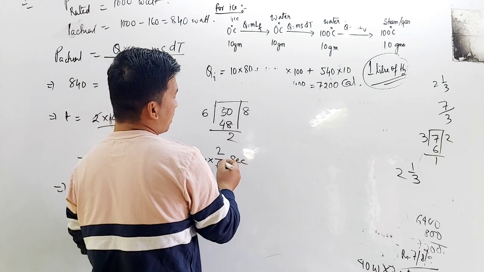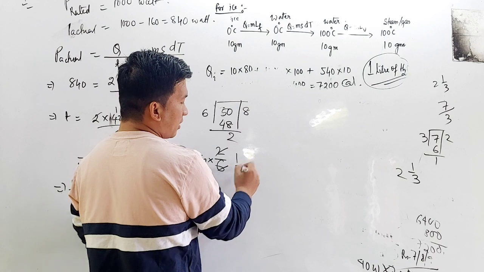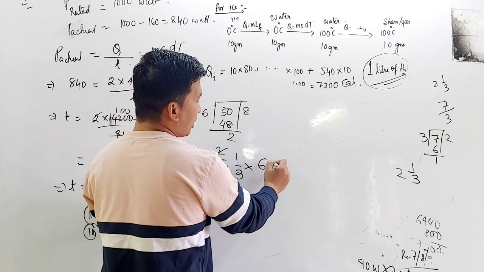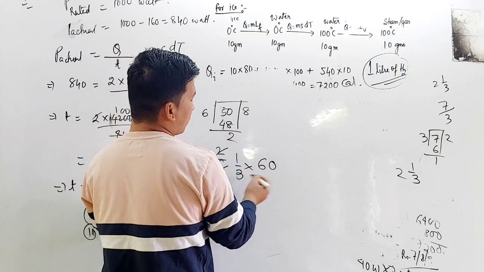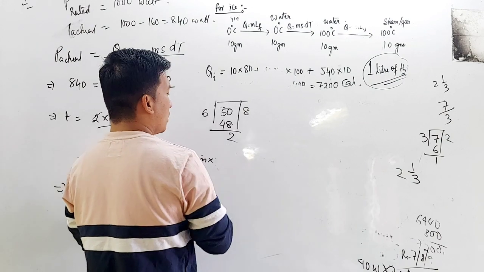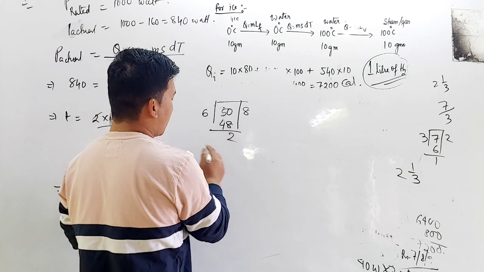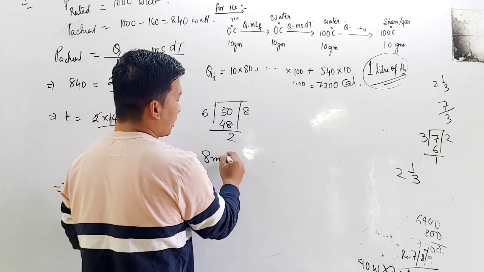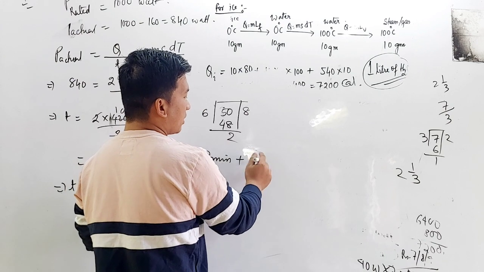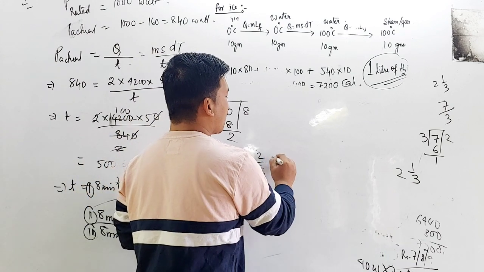Very simple. Minute 2 by 3. This is 1 by 3 into second, with 60 seconds in a minute. 16 divided by 30 gives this as 8 minutes, plus 1 by 3rd, 2 by 3rd sorry, 2 by 6 minute.